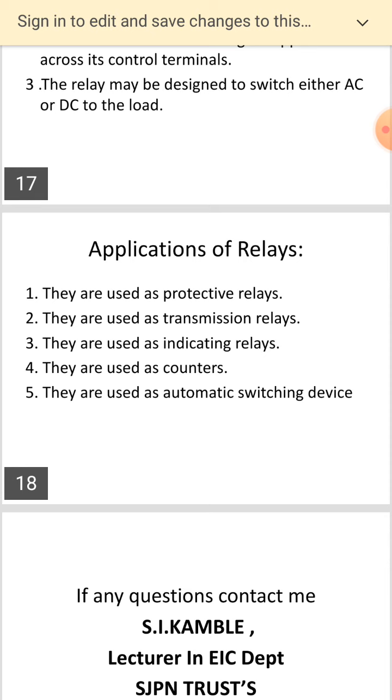They are used as counters for counting entry into a place. They are used as automatic switching devices to operate street lights, garage doors, etc.